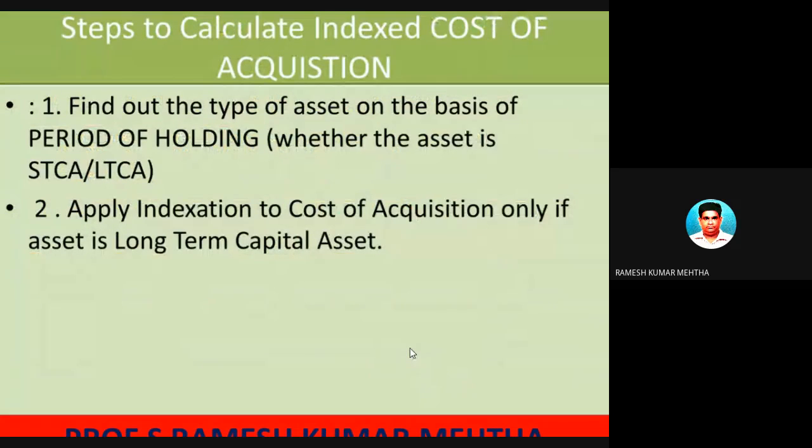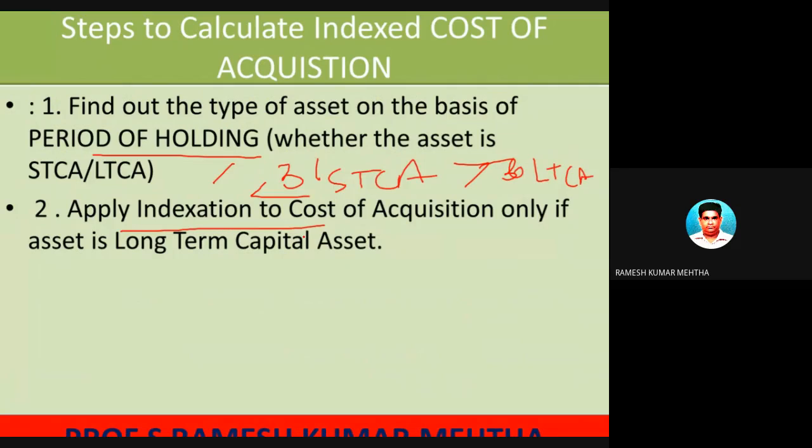Now, steps to calculate indexed cost of acquisition. Steps to be followed for indexed cost of acquisition. There are 2 steps which we have already discussed. One is to find out the type of asset on the basis of the period of holding. So what do you mean by period of holding? If it is less than 36 months, it is a short-term capital asset. If it is a property more than 36 months old, then it is a long-term capital asset. And if it is a long-term capital asset, then you have to apply cost of indexation.